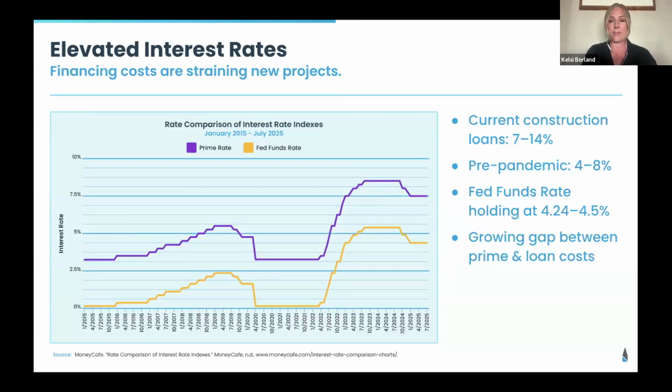Now we're seeing construction financing costs almost double what they were pre-pandemic. And we really haven't seen the cost come down this year at all because of some other outlying factors. Tariffs and inflation have still been high. Tariffs have put some more pressure on inflation. And so the Fed this year, through the first half of the year, has chosen to keep rates steady. And that has really put a lot of pressure on borrowing costs for developers.